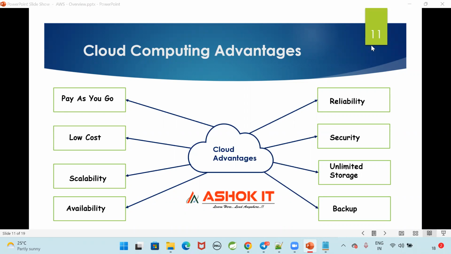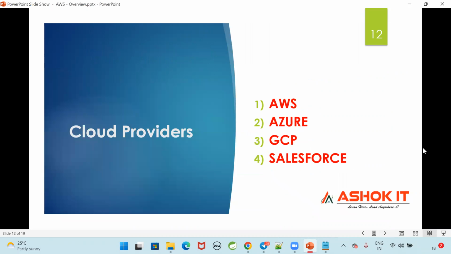What is cloud computing and what are the cloud advantages? Pay as you go, low cost, scalability, availability, reliability, security, unlimited storage, and backup. These are the advantages of going for cloud computing. Right. So what are the cloud providers available in the market?